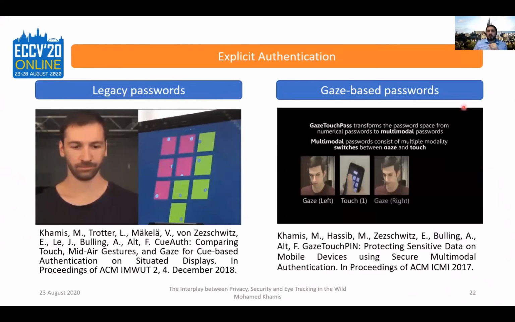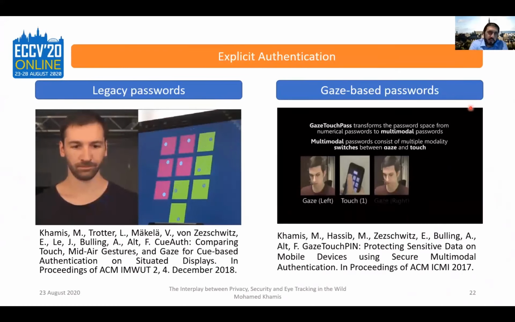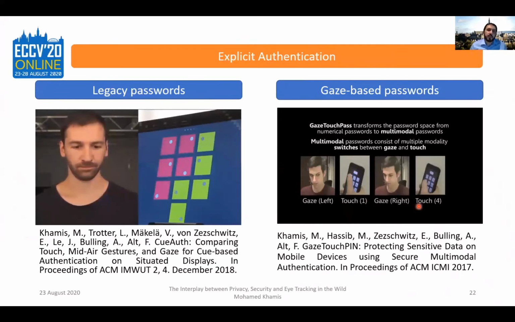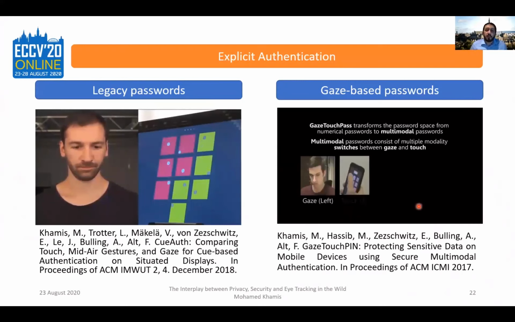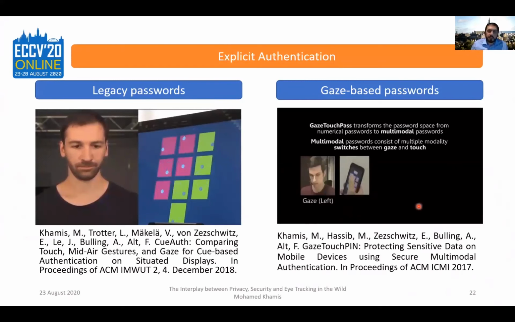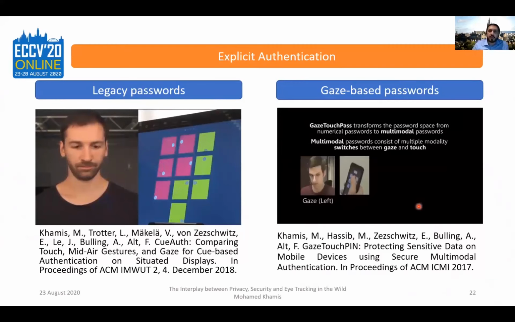Now, the gaze-based passwords are the ones where the password itself consists of eye movements. And this is also very interesting because in this example, the user enters a password on a mobile device that is composed of eye movements and touch input. So the user gazes to the left and then touches 1, and gazes to the right and then touches 4. So the password is left 1, right 4. It could also be different things. It could be completely made up of gaze movements, or you could have more eye movements than touch input, or the other way around. But the point here basically is that the password consists of eye movements.